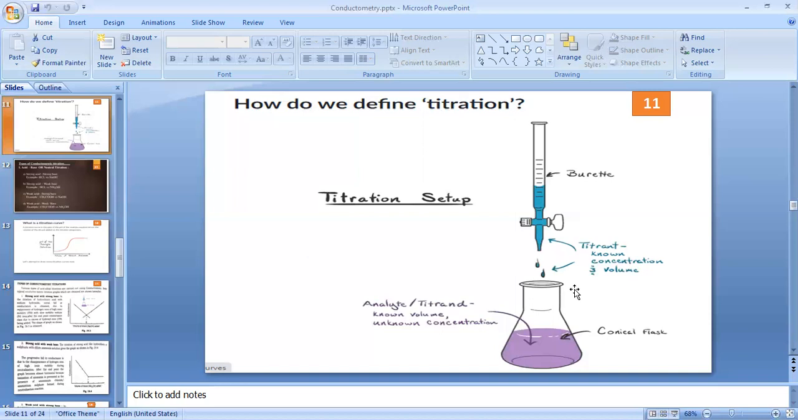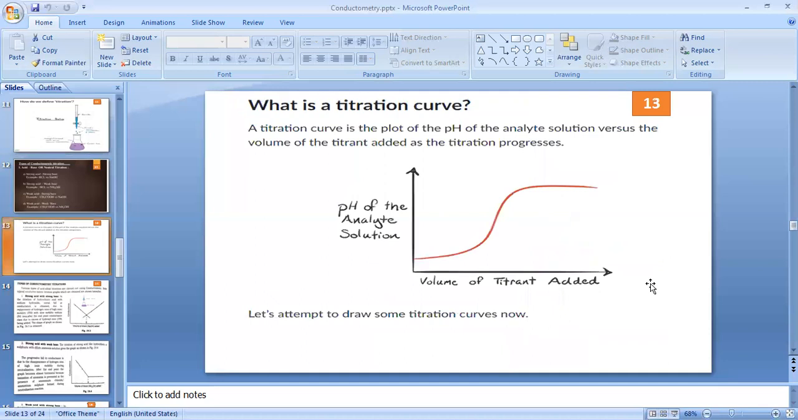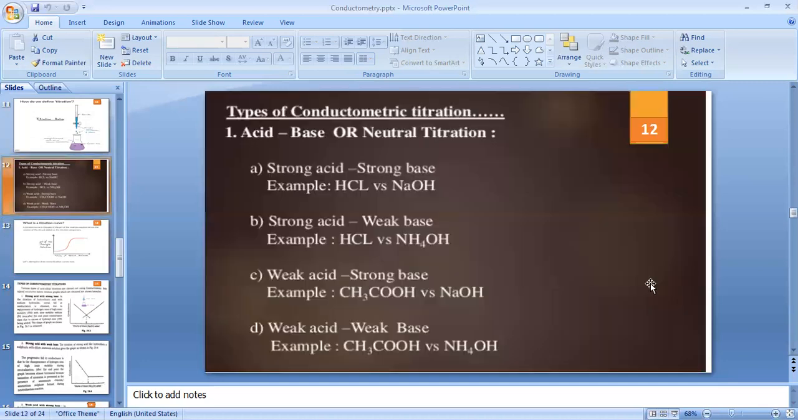In case of titrimetric analysis, color change of contents in the conical flask indicates the end point of titration. But in case of conductometric titration, the end point can be determined by plotting a graph, that comes under the titration curve. So firstly, we will study types of conductometric titration.